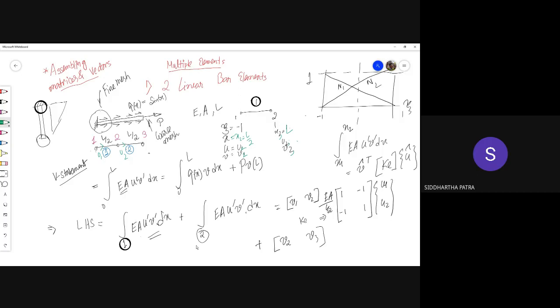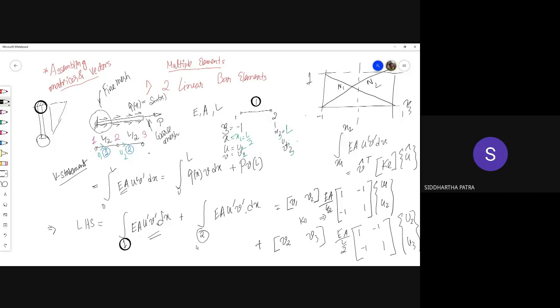Similarly for element number 2, this is the expression that I'm going to get. Again, I had the freedom to choose elements of different length, and in that case, these two are not going to be L by 2 and L by 2. It would be the ones that I choose. So this is going to be the expression.